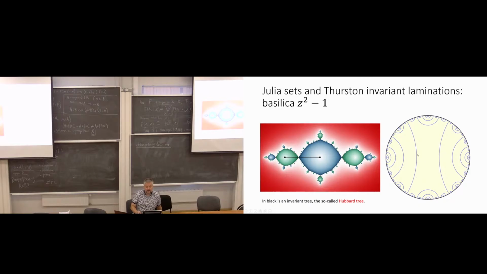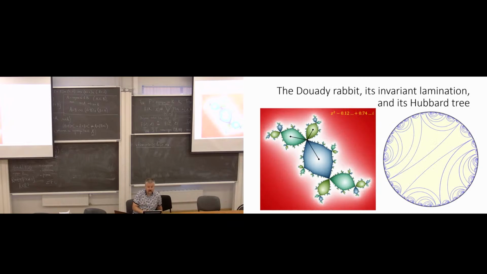Namely, you need to take care of all the iterated preimages. And so the entire picture of the lamination is formed by iterated preimages of this single chord, 1/3, 2/3. But if you specify a way of taking these iterated preimages, then you get this lamination. A similar construction is possible for the so-called Douady rabbit.